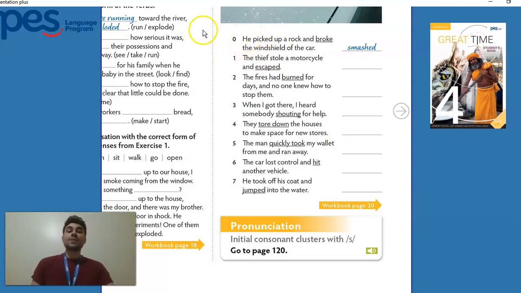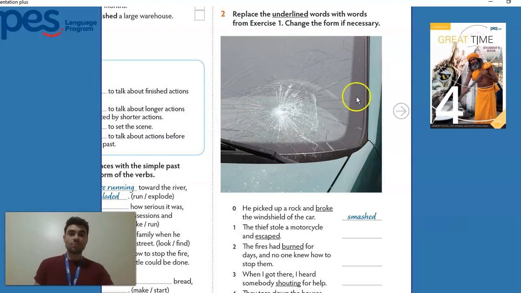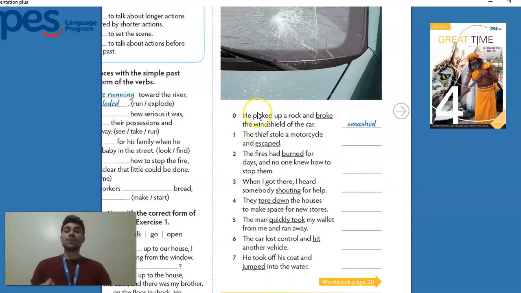Zero. He picked up a rock and broke the windshield of the car. That's what happened here. This is the windshield of a car, and the rock broke the windshield. But can we change break for something different, something that gives more details? Yes, we can. We can use the verb smash in this case. So let's check this sentence with me. He picked up a rock and smashed the windshield of the car, right?